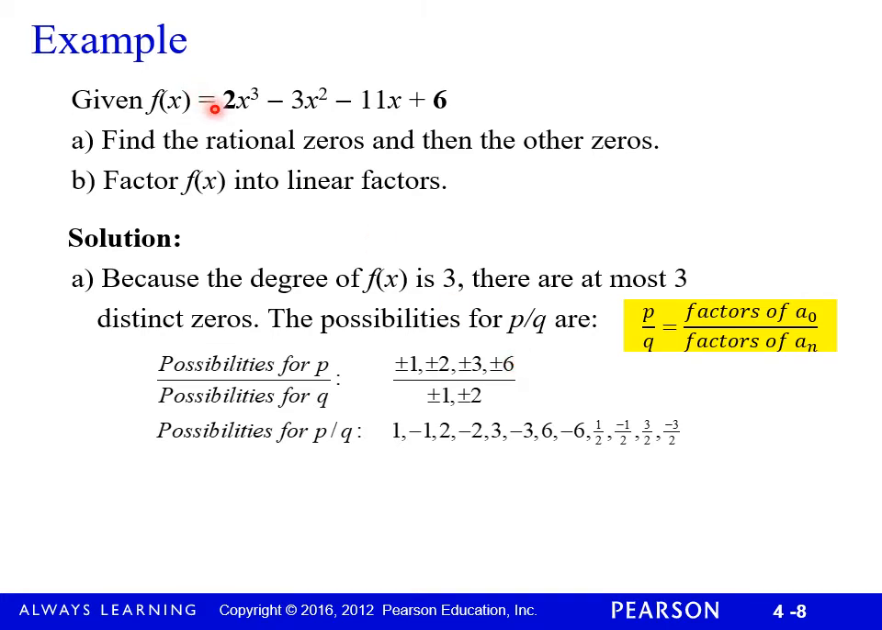For 2, there's only 2 factors, right? 2 is equal to 1 times 2, and it can be either positive or negative. Now, to find the possibilities for all the zeros, we have to figure out all the combinations. So we get 1 over 1, which is positive or negative 1, because we can change the sign. And 1 over 2, positive or negative 1/2. 2 over 1, which is positive or negative 2.